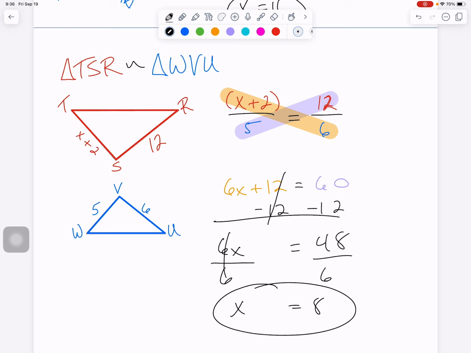So now you've solved for x. And if you want to solve for the side length, well, we just do x plus 2. So we would just do 8 plus 2, which equals 10. So this side would equal 10.